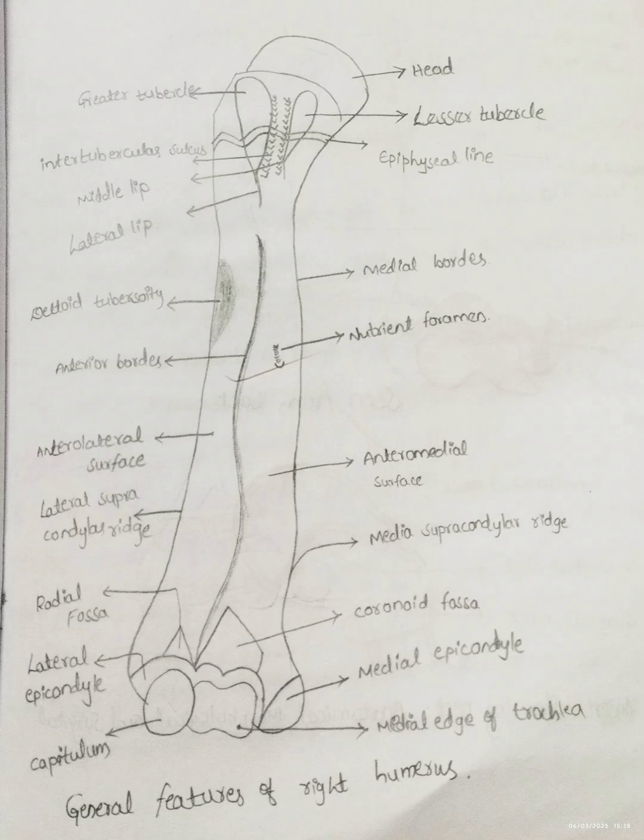Next, coronoid fossa. It is a depression just above the anterior aspect of the trochlea. Next, radial fossa. It is also a depression present just above the anterior aspect of the capitulum. The coronoid fossa is a depression above the anterior aspect of the trochlea, whereas the radial fossa is a depression above the anterior aspect of the capitulum. Next, olecranon fossa. It lies just above the posterior aspect of the trochlea.